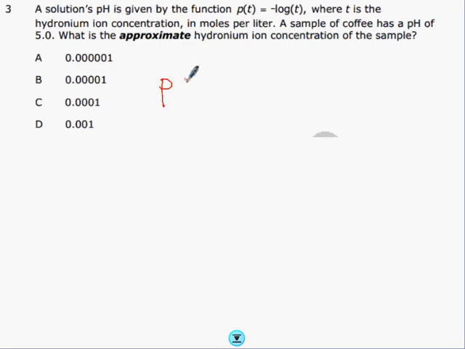pH as a function of t is equal to the minus log of t. It says a sample of coffee has a pH of 5. Well, I'm replacing pH with 5, and now I need to solve for t. Let's multiply both sides by -1.